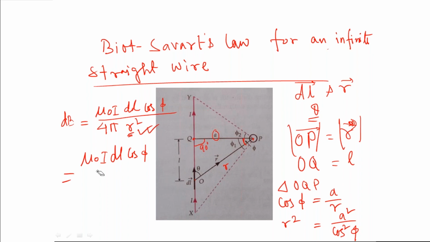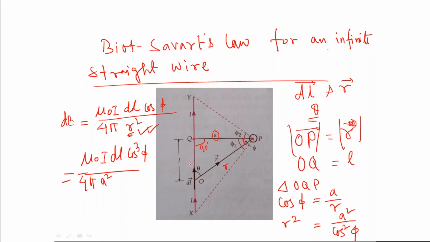I can write this as r square will be a square. So a square is here, 4 pi a square, and cos square will go up, so you will actually get cos cube phi over it. Cos cube phi. Okay. Now I'll just see what is the relation between L and other things.